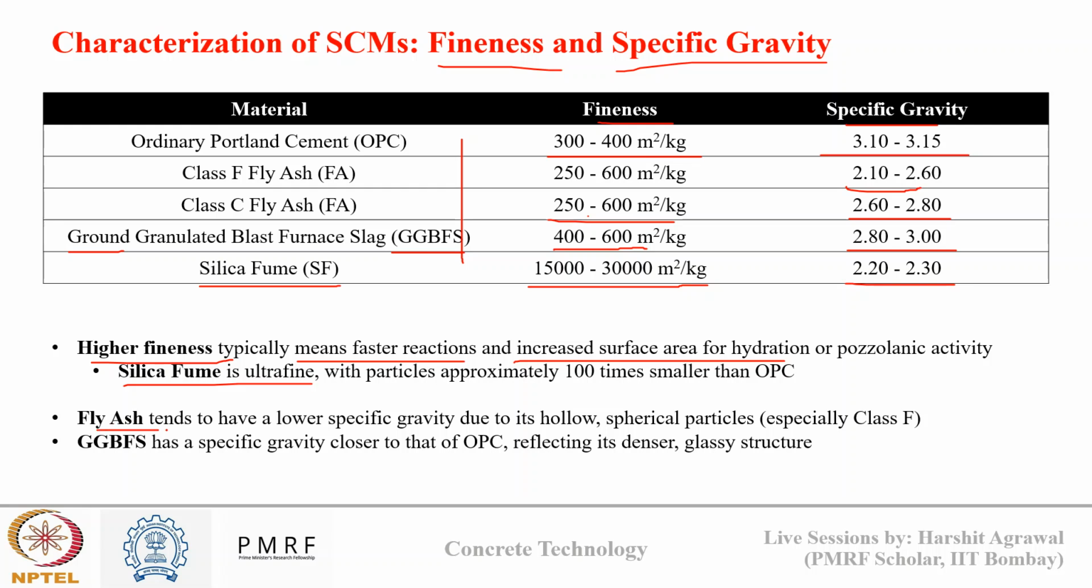Fly ash tends to have a lower specific gravity because of its hollow and spherical nature, especially class F fly ash. While GGBFS has a specific gravity in the close range of OPC, which reflects its dense glassy structure. So this is how we characterize SCMs based on fineness and specific gravity.